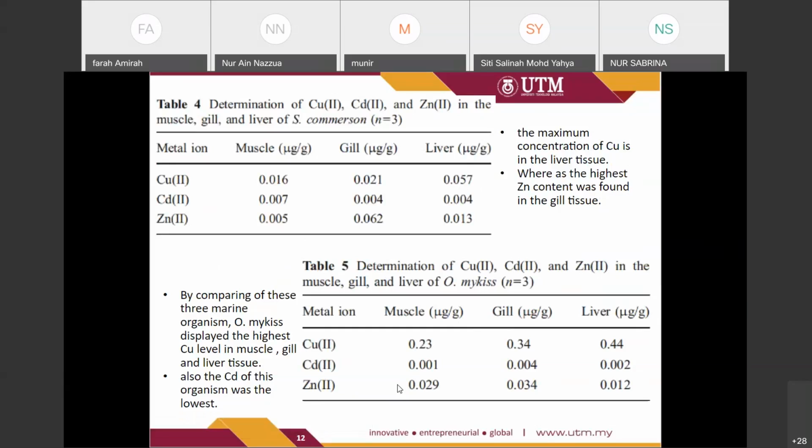For table 5, determination in the Oncorhynchus species, by comparing these three marine organisms, Oncorhynchus displayed the highest copper level in muscle, gill, and liver tissue with 0.44, 0.044, 0.34, and 0.23 in the muscle. Also, the cadmium of this organism was the lowest: in the muscle tissue it shows 0.001 microgram per gram, 0.004 microgram per gram in the gill tissue, and in the liver tissue 0.02 microgram per gram. Next.